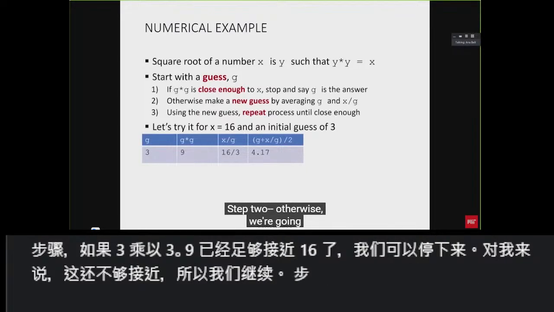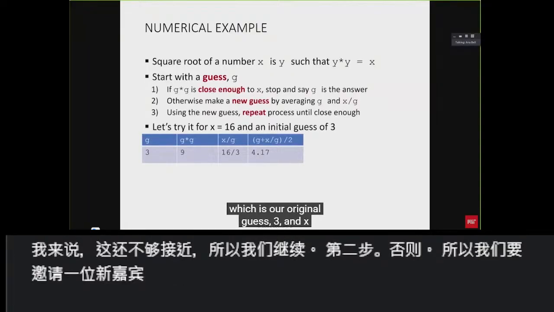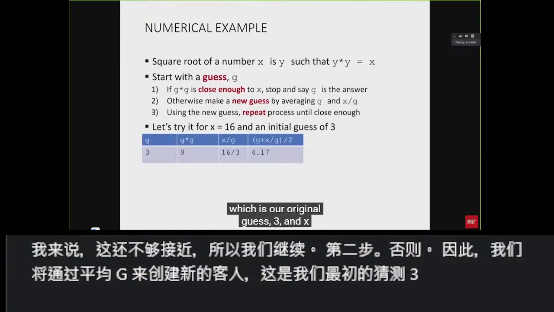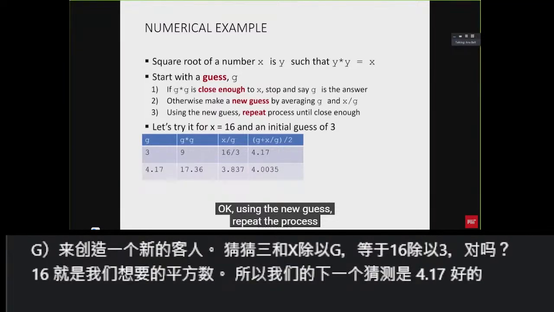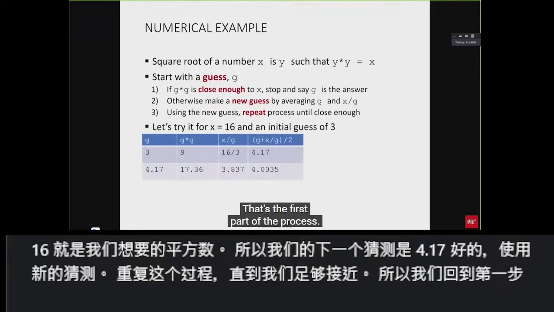Step 2: otherwise, we make a new guess by averaging g, which is our original guess 3, and x over g, which is 16 over 3, right? 16 was the number whose square root we wanted to find. So our next guess is 4.17. Using the new guess, repeat the process until we are close enough. So we go back to step 1, the first part of the process.